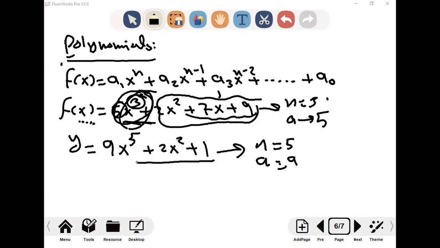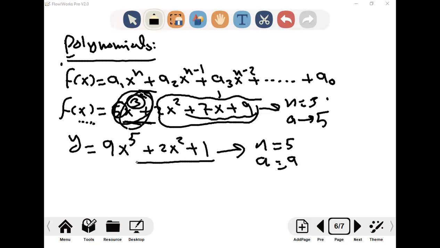You have learned about constant, linear, quadratic, and cubic functions. Constant means power 0, right? Linear power 1. Quadratic power 2. Cubic power 3. Quartic power 4, not quadratic. Quintic power 5. More than 5, we call it a polynomial of degree 6, polynomial of degree 7. It no longer has a name.